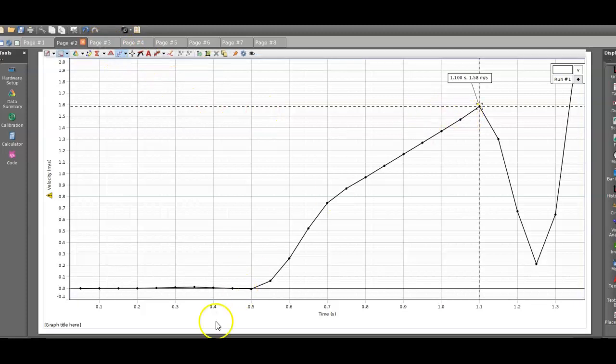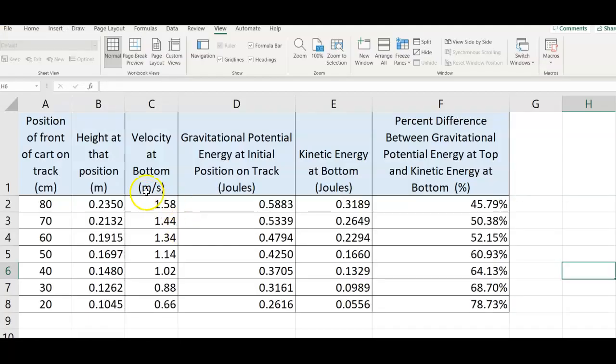So we have recorded that maximum velocity at the bottom in our table, have calculated the gravitational potential energy based on the height at that position, calculated the kinetic energy at the bottom of the track based on the velocity, and then we've calculated the difference between the gravitational potential energy, the EG, at the top, and the kinetic energy, the EK, at the bottom.